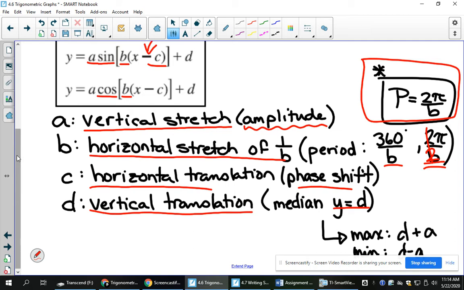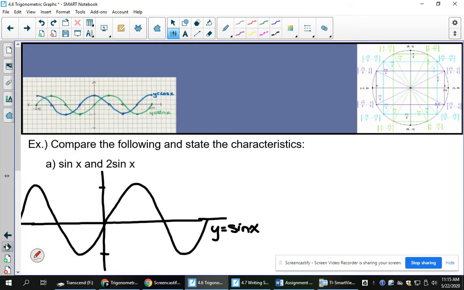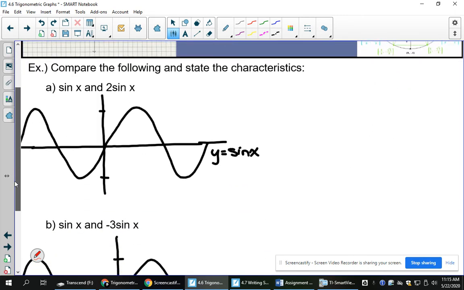Couple other calculations that can be really useful are the max and the min. If you go from your median and you add your amplitude, you're going to get to the maximum. If you go from the middle line and you minus your amplitude, you're going to get to the minimum. Let's take a look at all of this stuff on some examples.